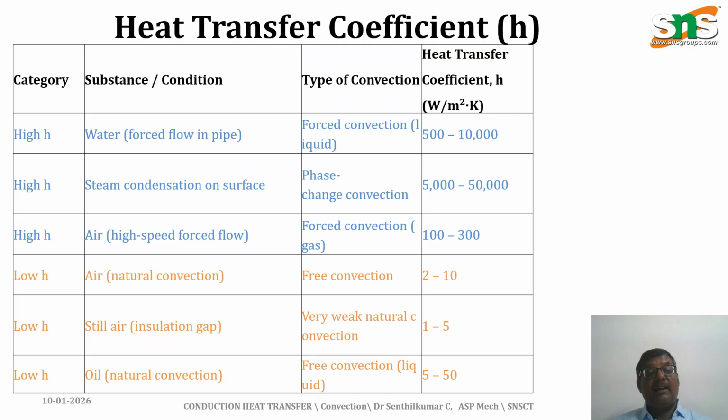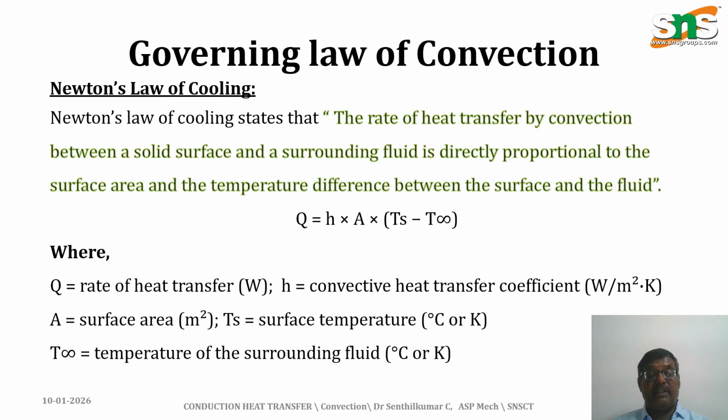Coming to the comparison of high and low heat transfer coefficients, water has a high heat transfer coefficient of 500 to 10,000 watts per meter squared Kelvin, whereas oil has a very low heat transfer coefficient of 5 to 50 watts per meter squared Kelvin. Other cases, such as steam condensation on a surface, air in natural convection, and an insulated gap, all have values given there. Then we go to the governing law.